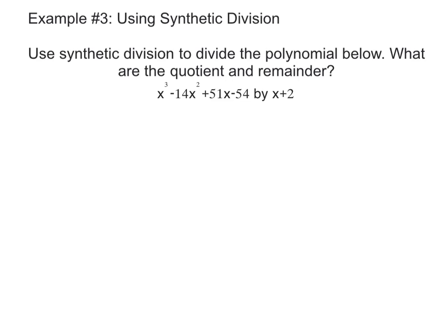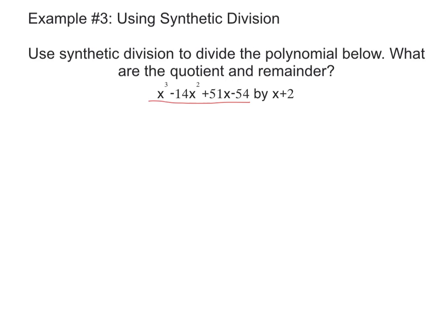x plus 2. Okay, so synthetic division is kind of like a fake division. It's not using our powers. Well, it is using our powers, but it's not using any variables. We're just strictly dealing with numbers. So again, you do want to be sure that you're in standard form. So x cubed minus 14x squared plus 51x minus 54 is in standard form because it goes from third power, second power, first power, then to zero power.